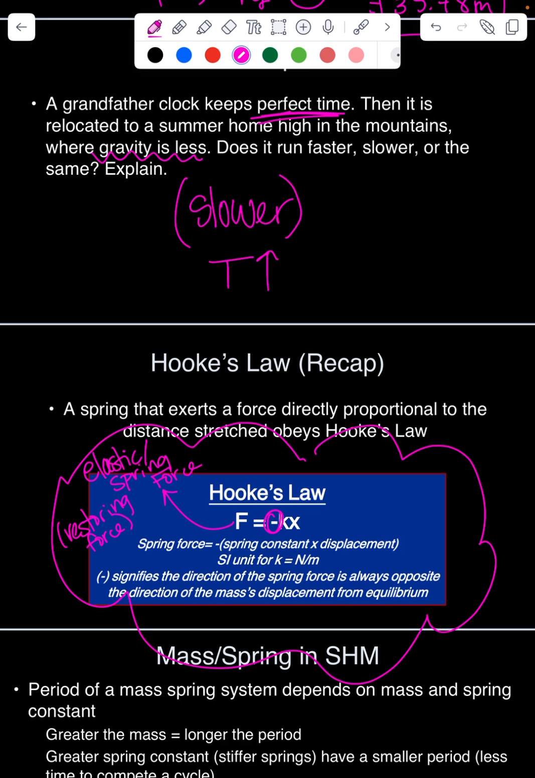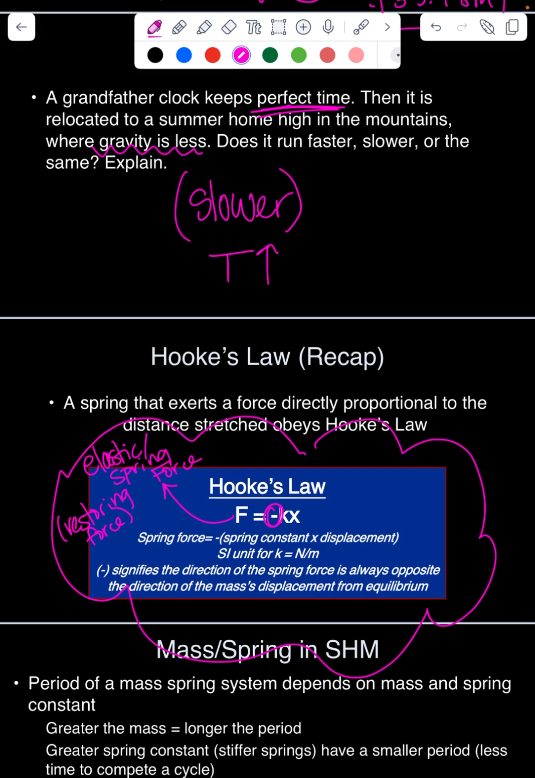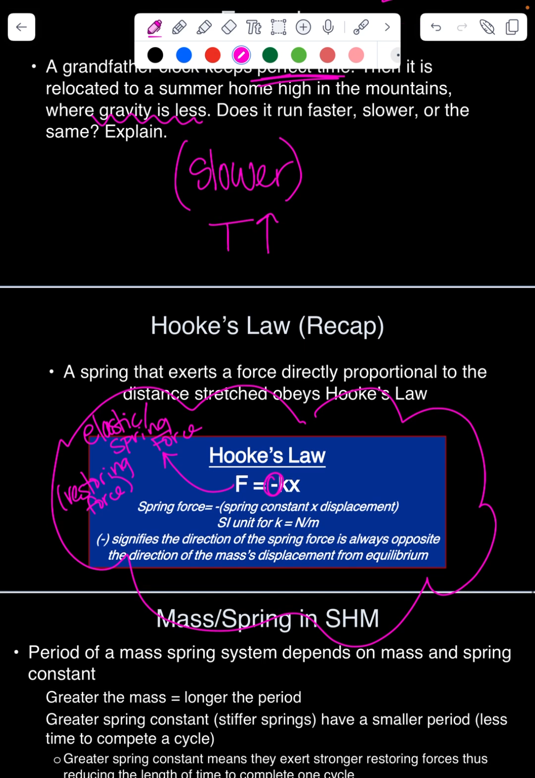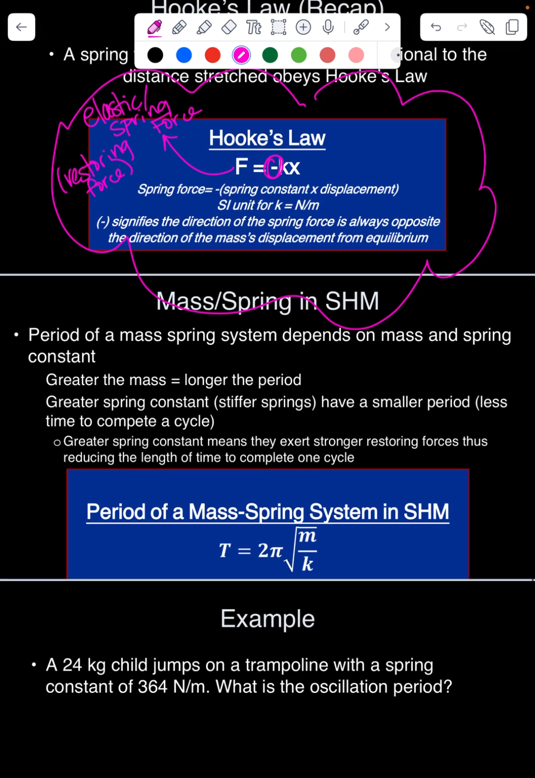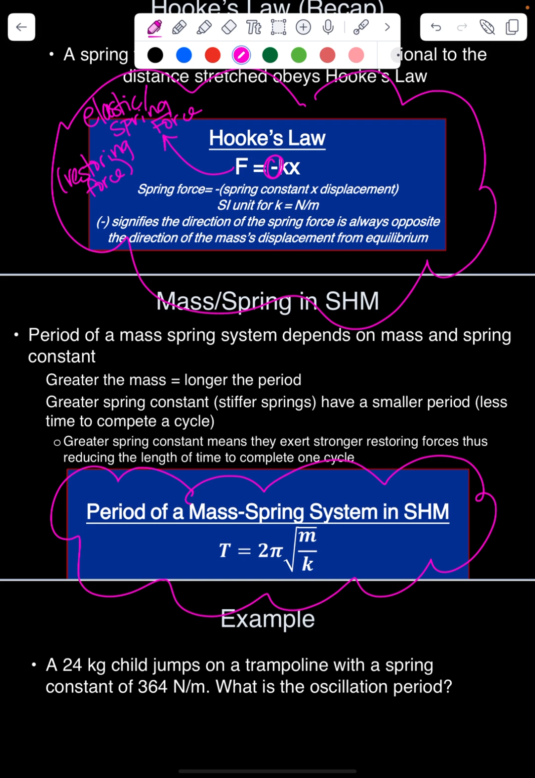Because we're not dealing with gravity anymore, we're dealing with a mass on a spring system, the period of a mass on a spring system no longer depends on length and gravity. It doesn't care about length and gravity. The only two things it depends on are the mass that's attached to the spring and the actual spring constant, how stiff or strong or flimsy that spring is.